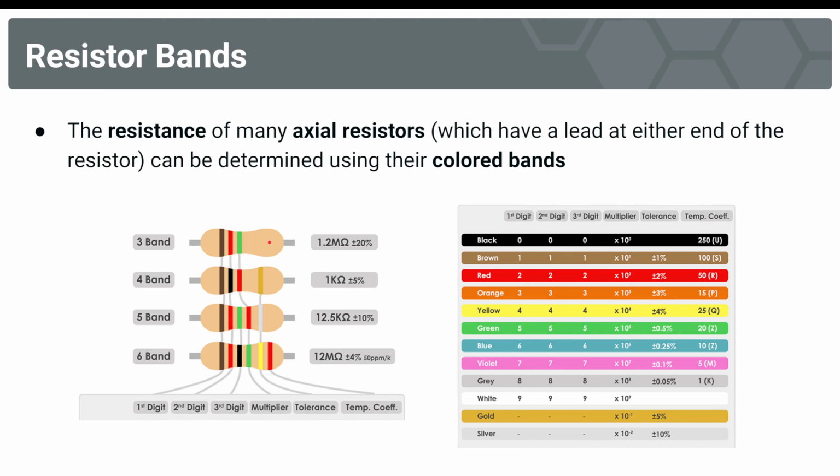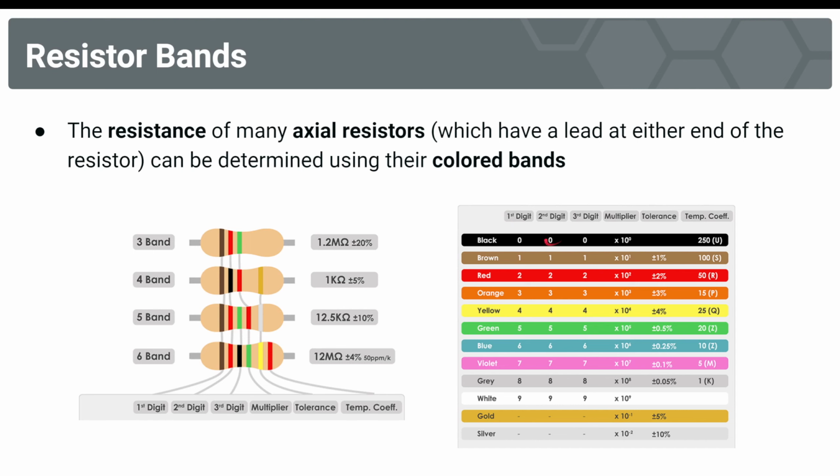And so we can actually look at, say, this 4-band resistor and decode its resistance from its colored bands. So let's look at that 4-band resistor. If we were to look at the first band, that actually represents the first digit of its resistance. If we examine the chart here, that would be 1. Let's look at the second band. That's the second digit.